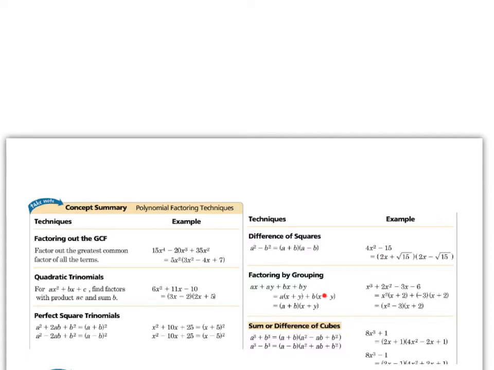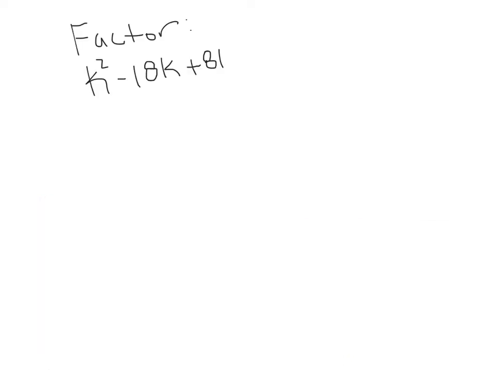Factor by grouping. This builds on what we were talking about yesterday. When you have four terms, you're going to want to use factor by grouping. So basically you group the first two, group the second two, and just factor those smaller terms. And then the sum or difference of cubes is another formula that you need to memorize. So let's look at some examples.